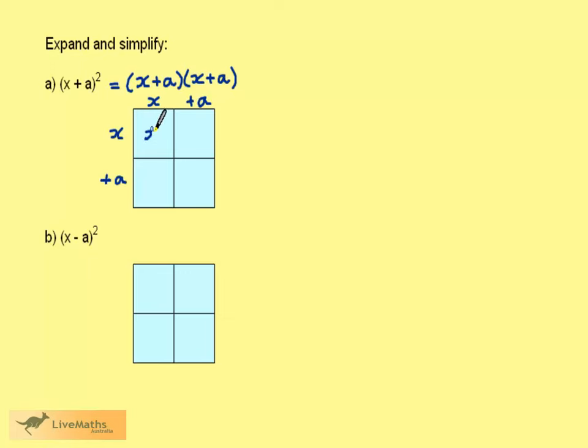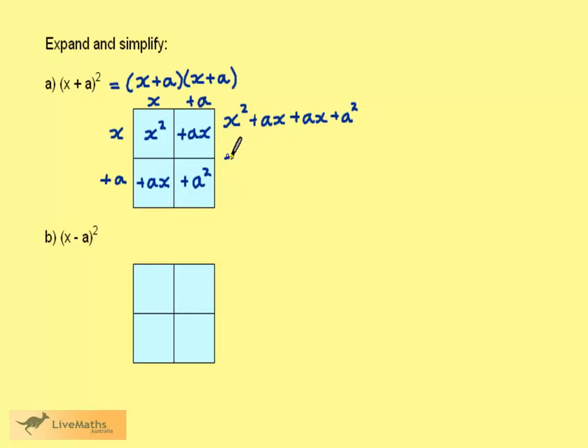X times x is x squared. X times plus a is plus ax. X times plus a is plus ax. And plus a times plus a is plus a squared. So we have x squared plus ax plus another ax plus a squared.